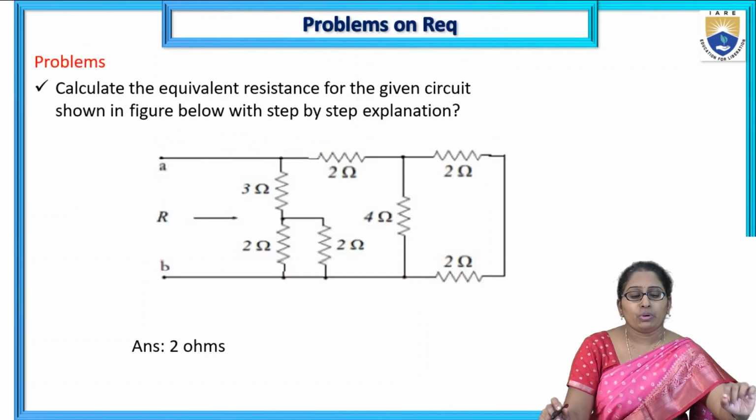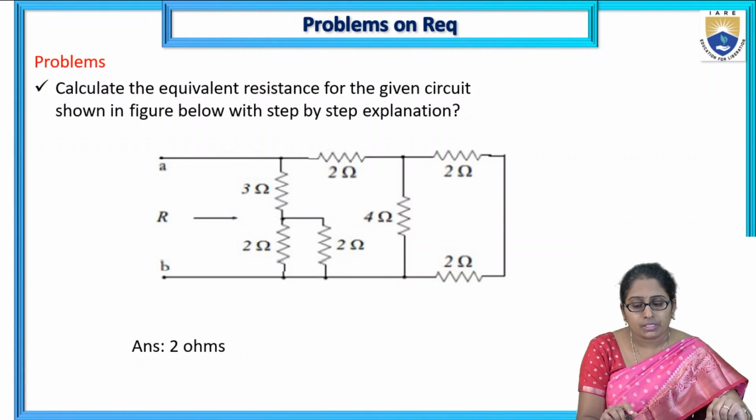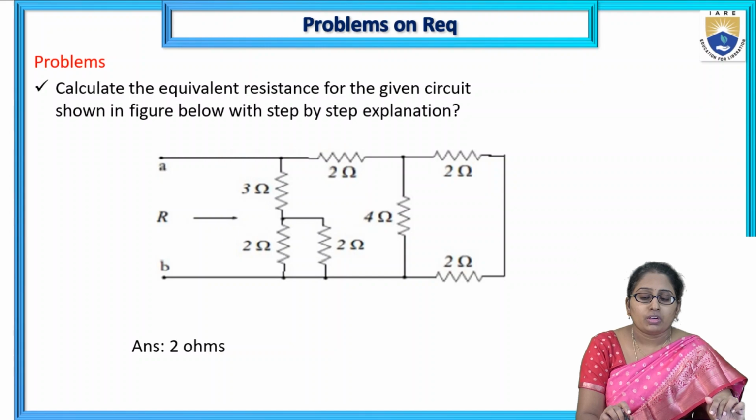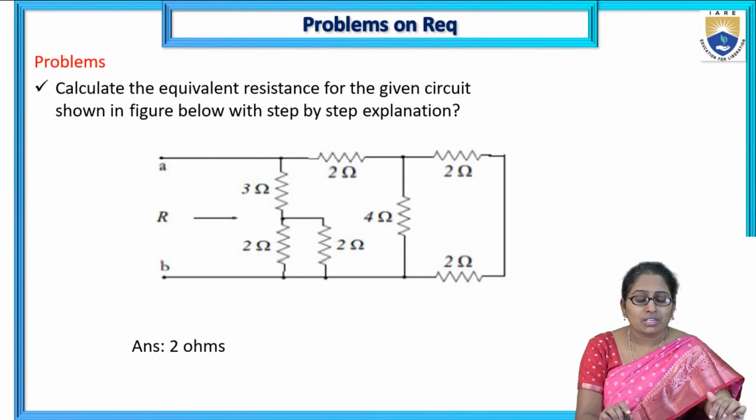Next, one more problem, again calculating the equivalent resistance only. Calculate the equivalent resistance for the given circuit shown in the figure below with a step-by-step explanation. They asked for a step-by-step explanation, meaning each time we have to show the reduction of two elements, simplifying them into a single value by knowing whether they are in series or parallel. Each time you have to draw the circuit, and finally at last the equivalent resistance value.